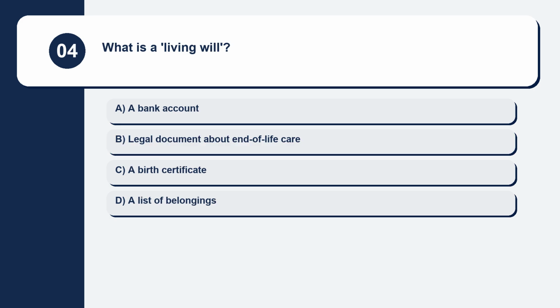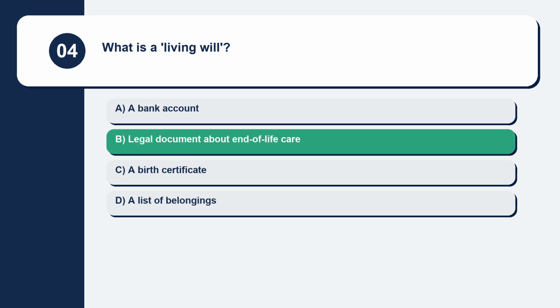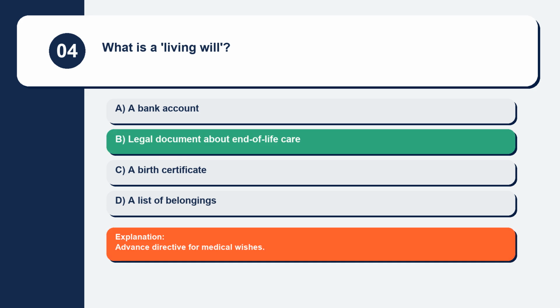Question 4. What is a living will? A bank account, a legal document about end-of-life care, a birth certificate, or a list of belongings? It is an advance directive for medical wishes.